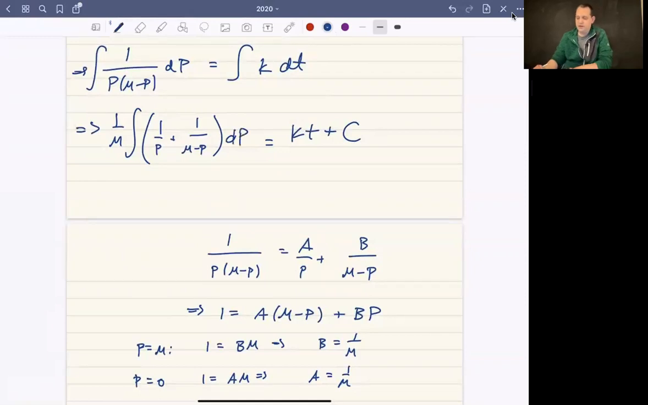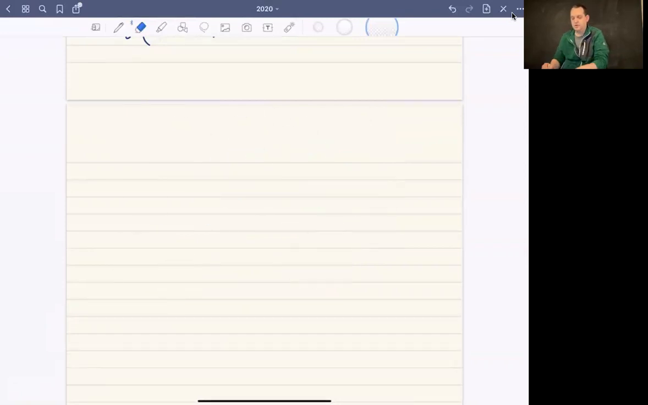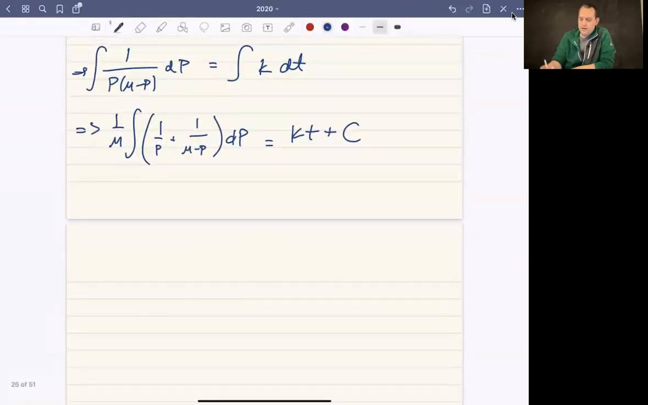And then finally, we can integrate both sides. Since it's in the video, I'm just going to erase this. We don't really need that anymore. You can pause the video if you want to go back and look at that. Now we're going to integrate both sides.